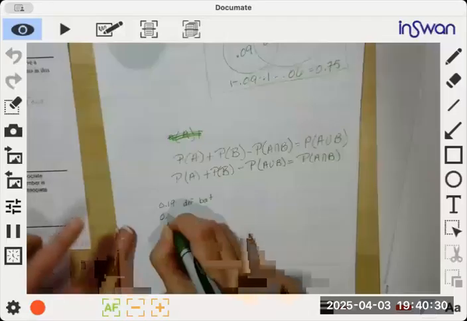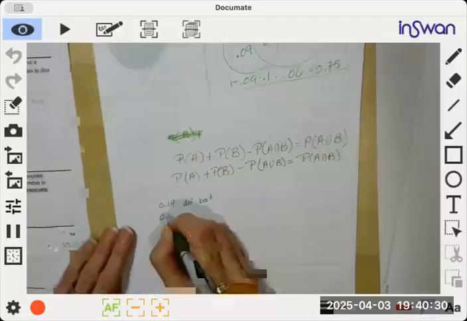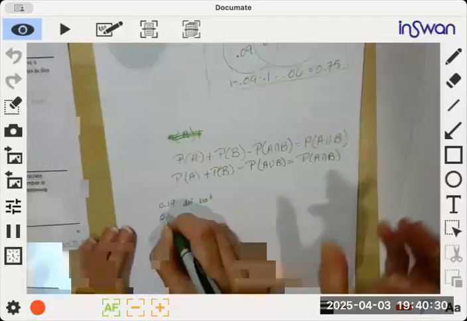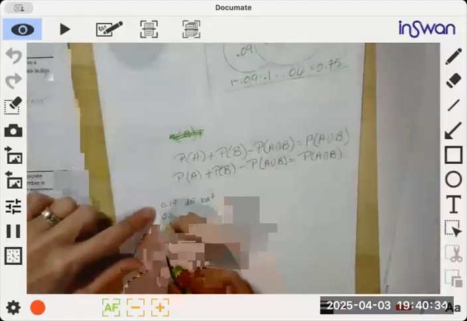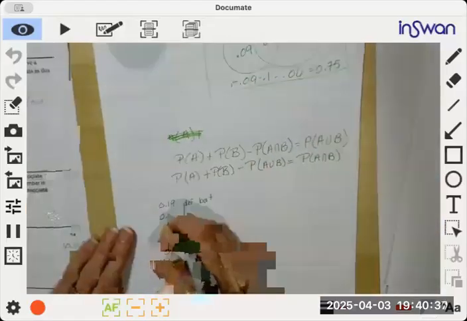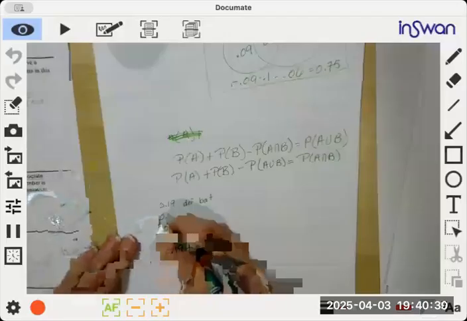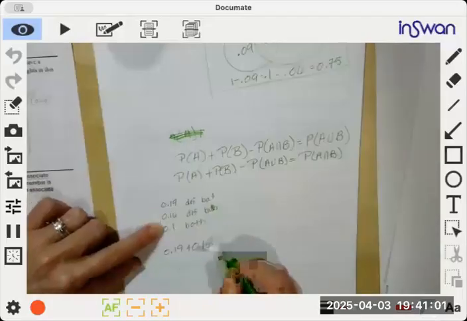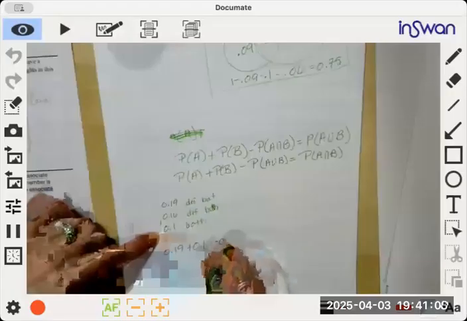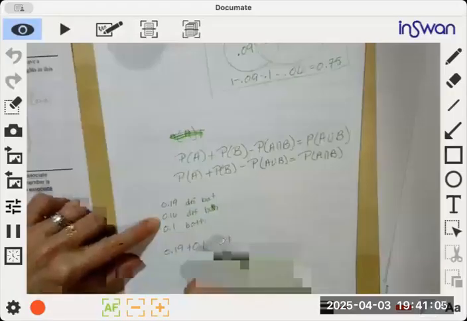So you can just go to the formula. And even if you don't know the and or the or, if you know that you have the two things here, you're going to add those two together and you're going to subtract the other number.